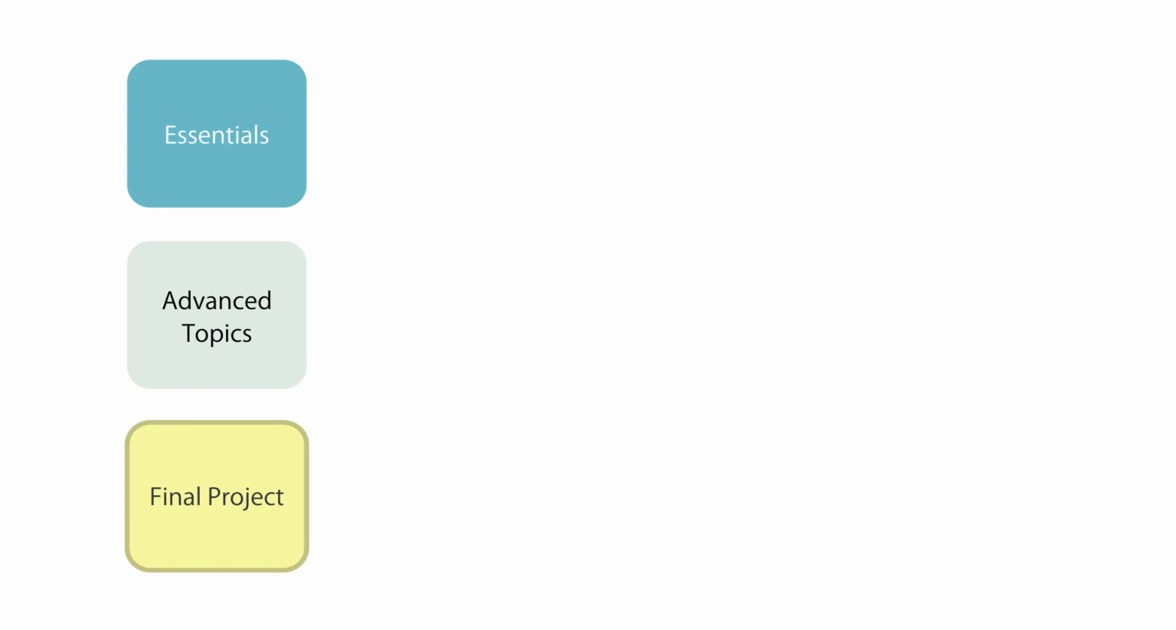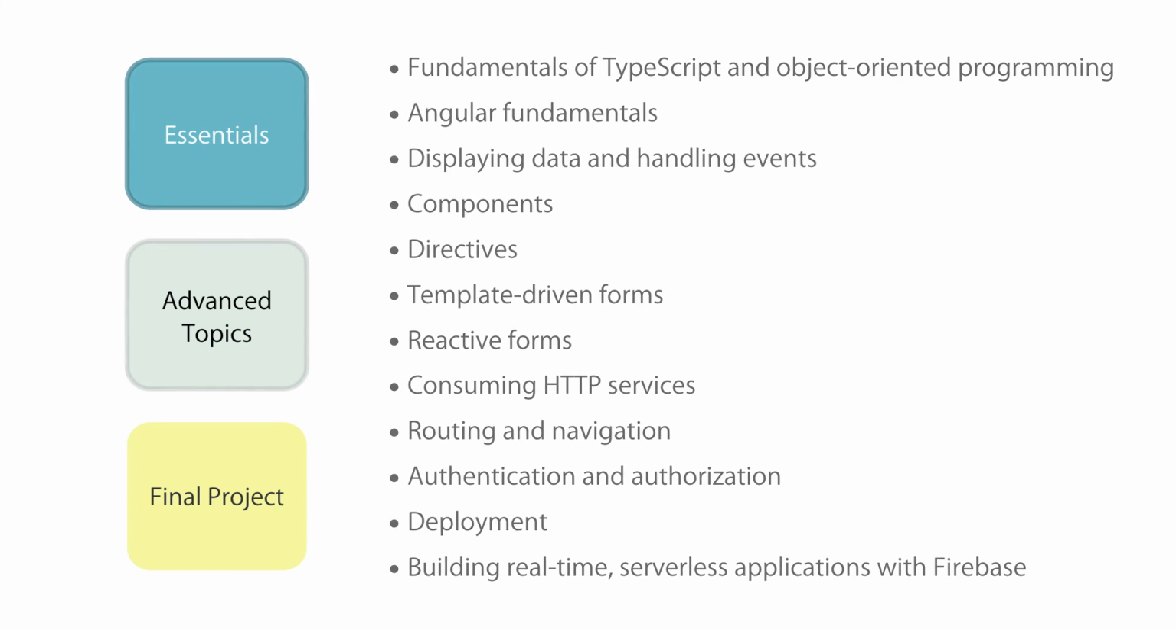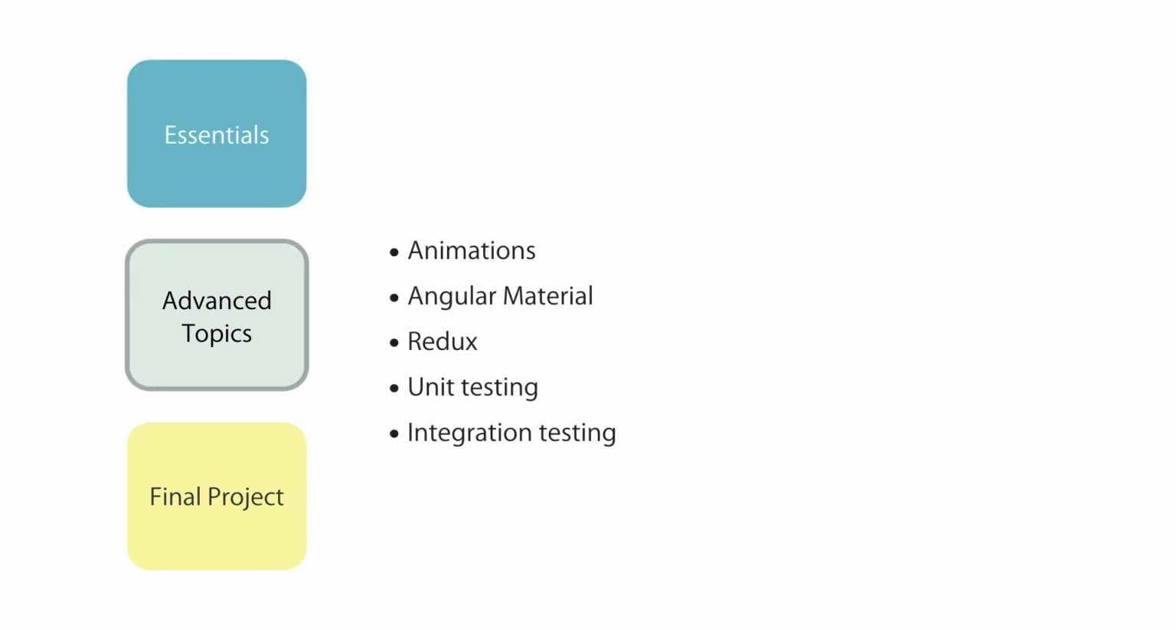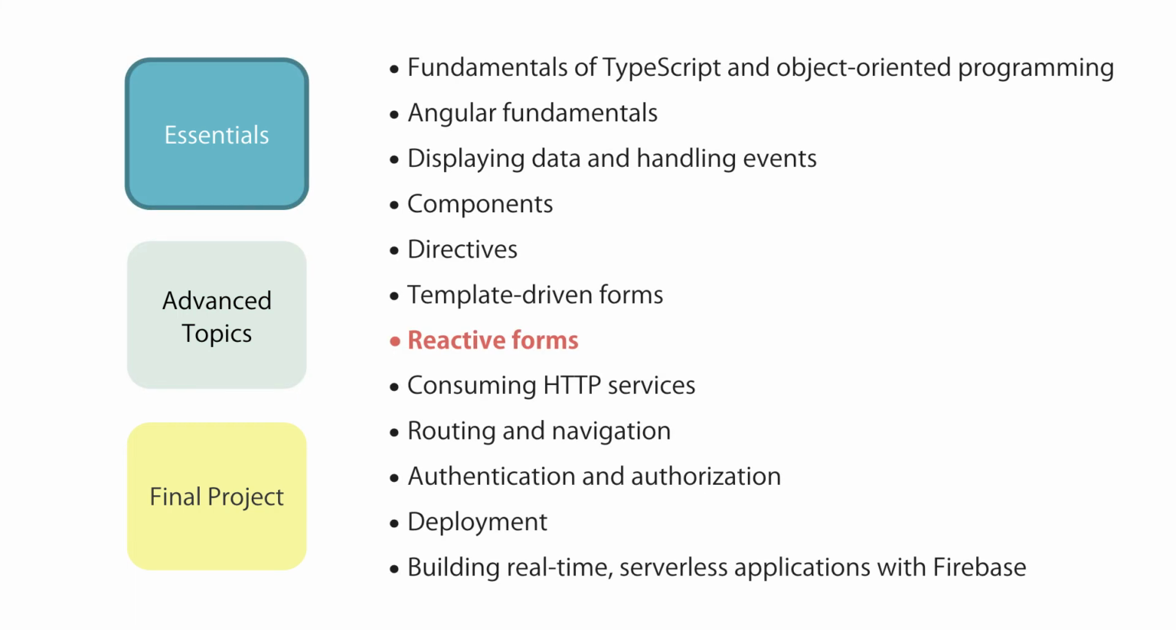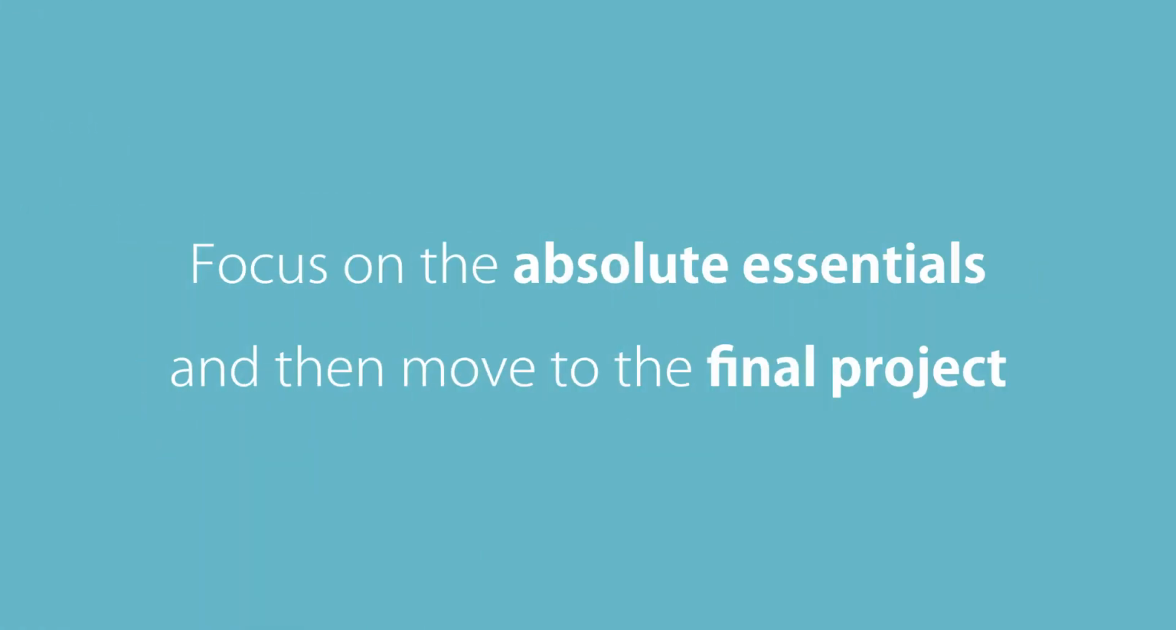Once you finish the project, then you will have a good understanding of the big picture. Then you can come back and learn about the other sections in the course in isolation depending on your needs. For example, if you want to learn how to add animations to your applications, you can simply go watch the animation section. Or if you want to learn about reactive forms, you can just go back to that section. So focus on the absolute essentials and then move to the final project.